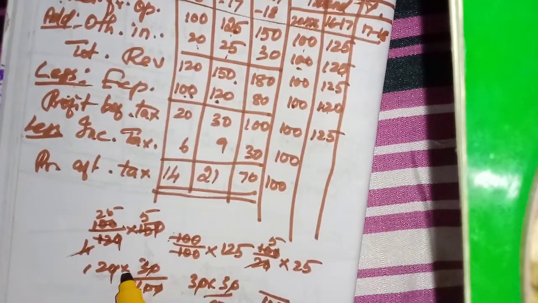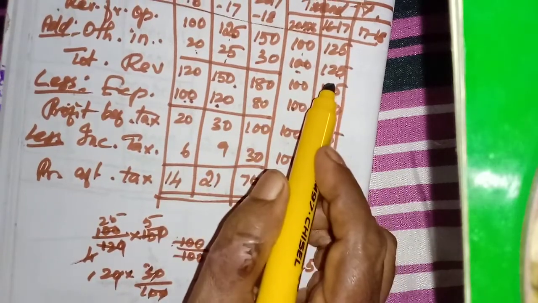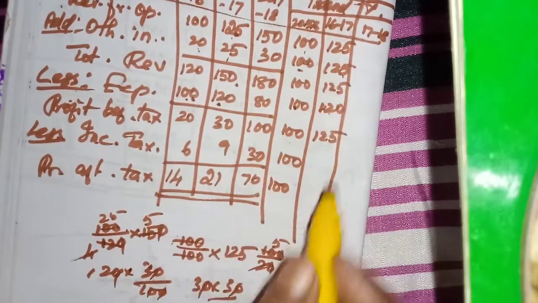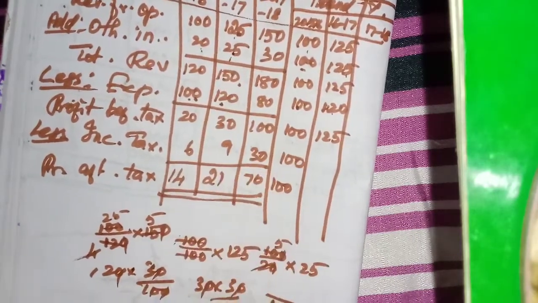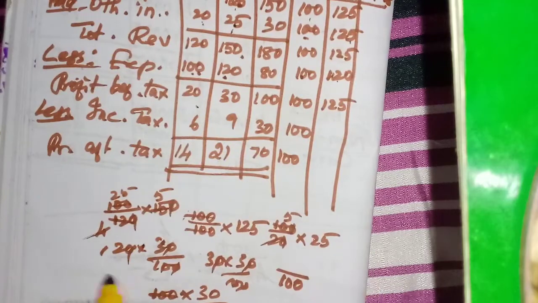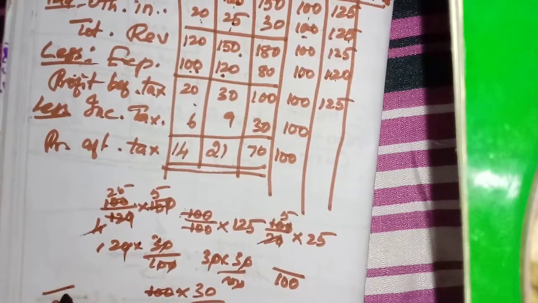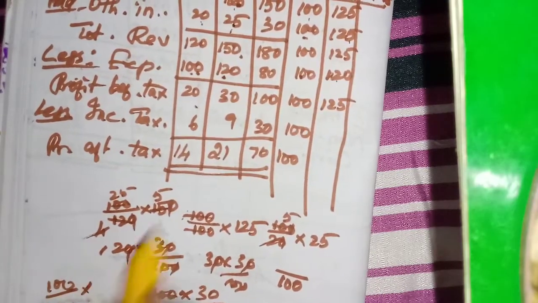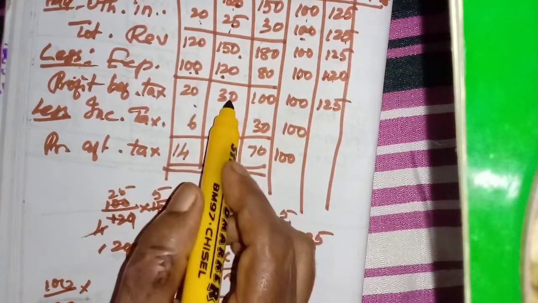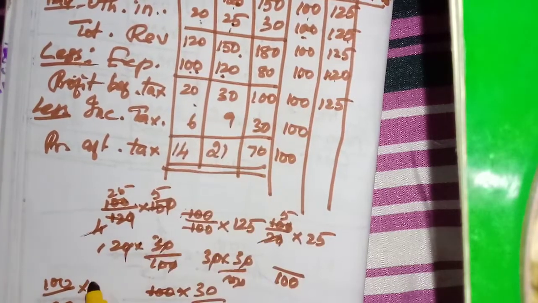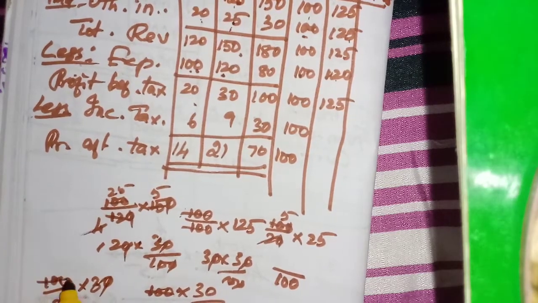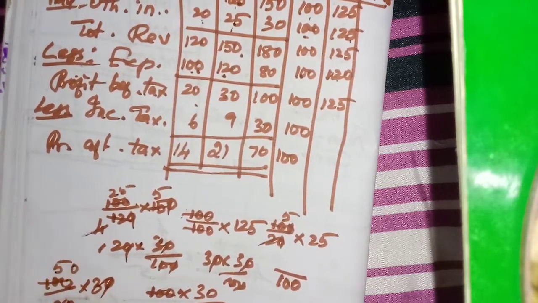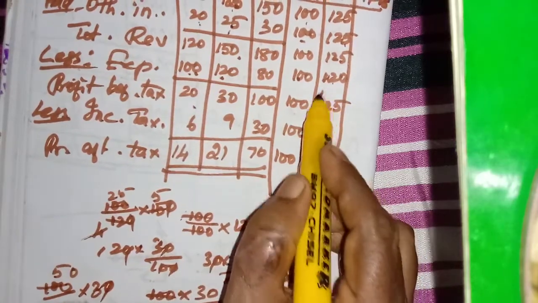For 20, okay, we will calculate for this one, not for 25, 30. For 20, 100. Then how much is for 30? Okay, 2, 5, 50. 50 into 3, 150.